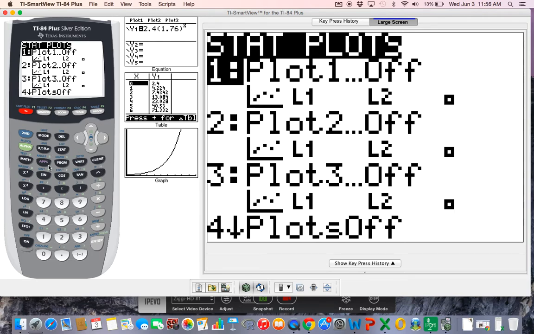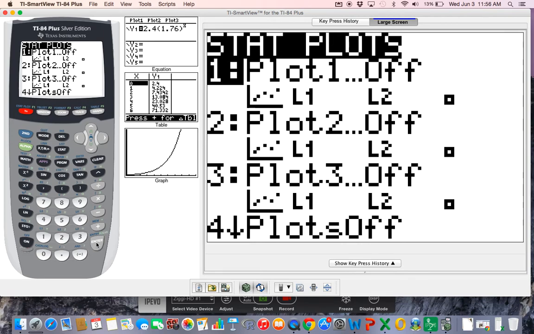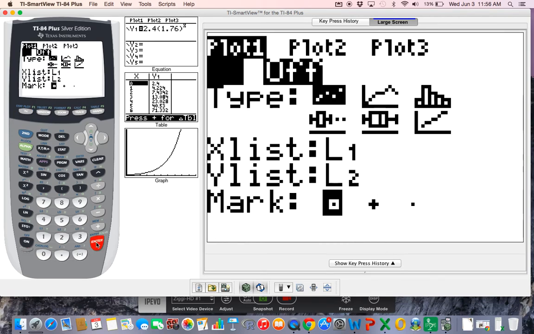So I would go ahead and just turn them all off. So I would hit number 4, just hit the key 4, hit enter, and done. So that's turned all the plots off. So we're all starting with a kind of a clean slate. So second function, stat plot. I want to deal with the first one. So the first thing I got to do is turn it on. It's kind of weird I turned it off, but I turned it off because I wanted to make sure all the other ones were off. So I'm going to hit enter to turn that on. Then I'm going to hit my down arrow.